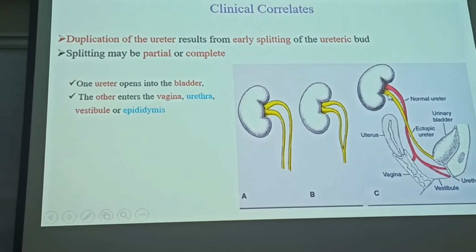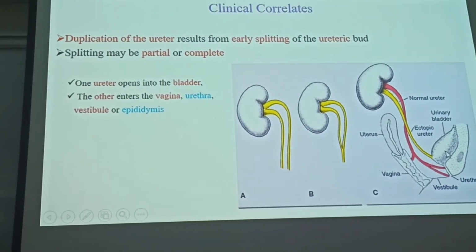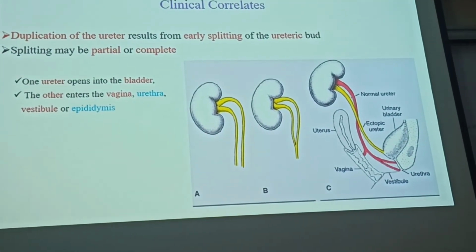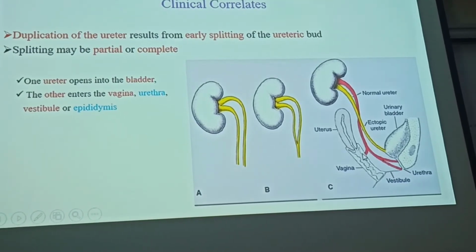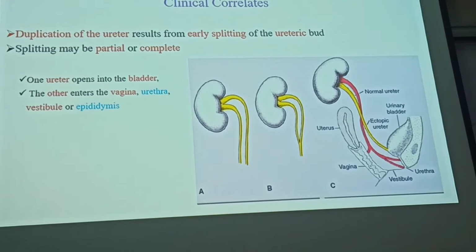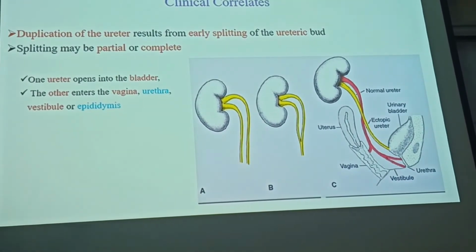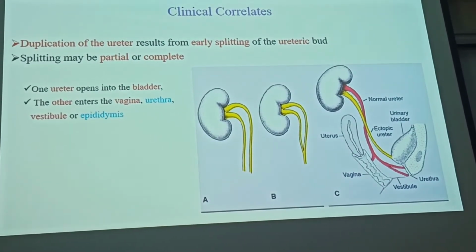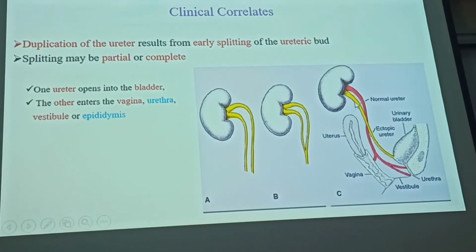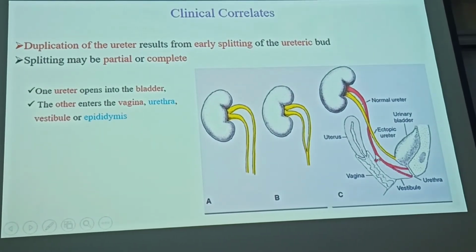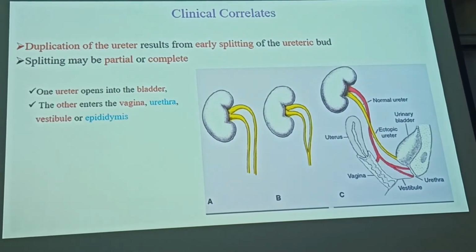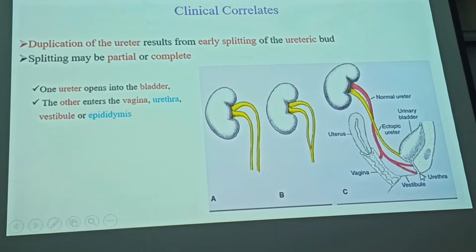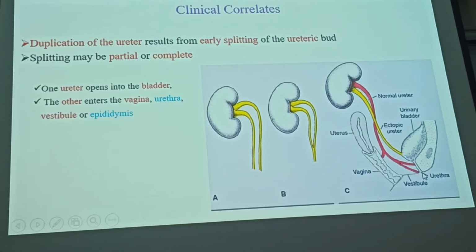In this condition, the normal ureter opens to the bladder and the ectopic or abnormal ureter opens to the vagina, vestibule, epididymis, urethra. Okay? In this picture, you can see the ectopic ureter with red color, okay, that opens to the vestibule, urethra, vagina.